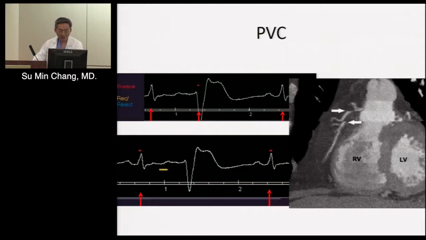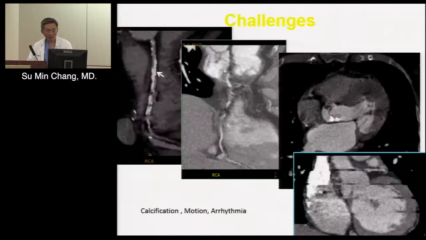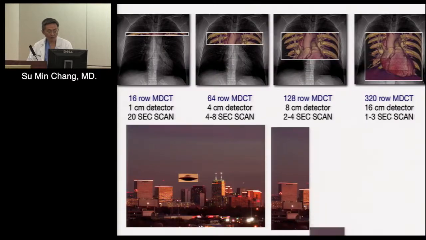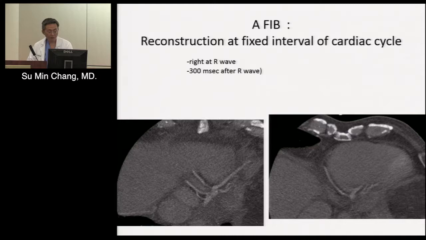If you have a PVC, it could create a step artifact, because with the PVC you're imaging a different part of the cardiac cycle. When you stitch them together, you're going to have step artifact. Okay, calcification is probably, I can skip this. You guys have seen this before.